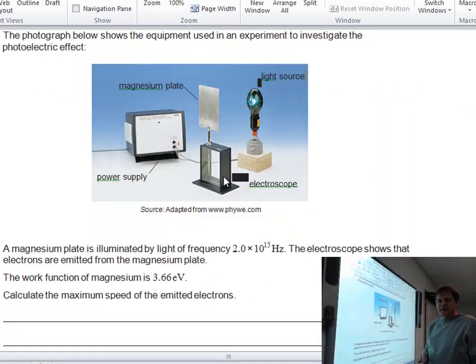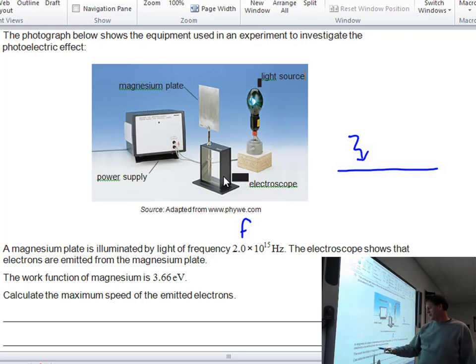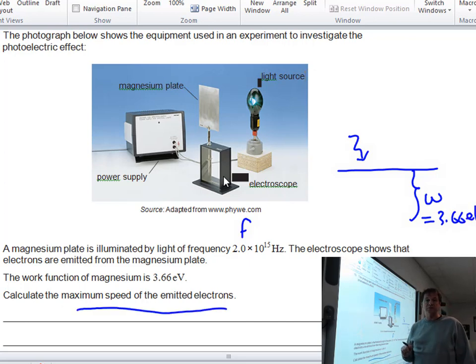Okay? Here's another photoelectric effect question here. This time we've got a magnesium plate and we've got a light source shining on that at a certain frequency, and again we're measuring what's going on here with the electrons. So we're looking at a frequency of this much here for the light coming down. The electroscope shows that electrons are emitted from the magnesium plate. And they've told you the work function of magnesium is 3.66 electron volts. And they want to work out the maximum speed of the emitted electrons here, which is a bit different.